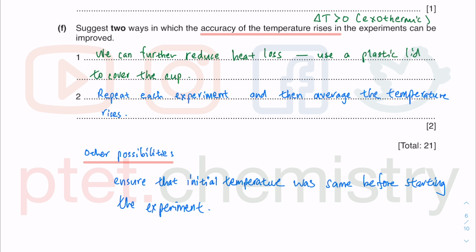Okay, I think there are many other possibilities, so whatever you thought of, as long as it makes sense, as long as you make the experiment result more accurate, you should be alright. But the one thing that you have to remember is about reducing heat loss, but there are some other tricks that you could have used. Actually, I just remember there's one more.